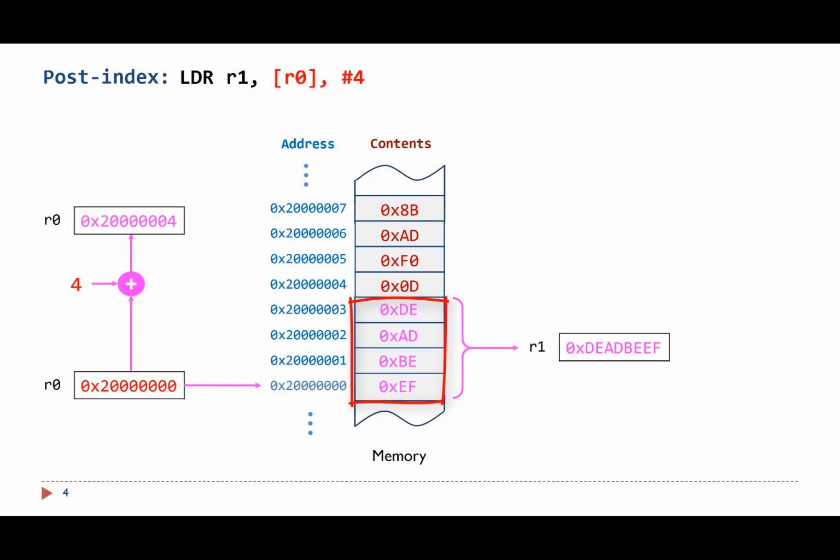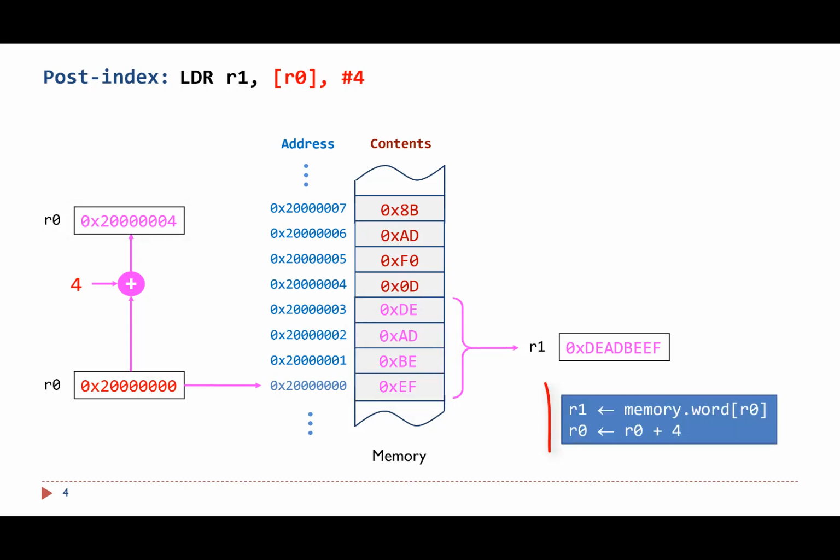For post-index, the value is loaded from the address in base register R0, and then it's saved into the destination register R1. In addition, the offset is added to the base register. Accordingly, the value of base register R0 is incremented by 4. This is a summary of the post-index operations.